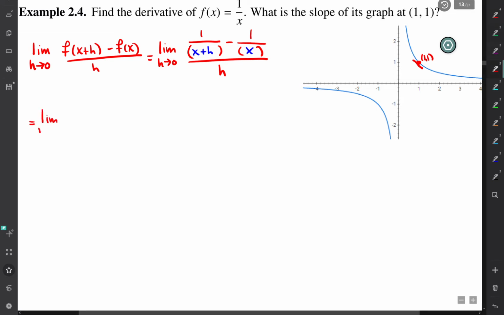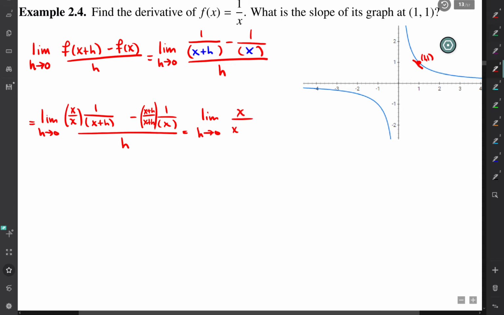So I'm going to take this to be the limit as h goes to 0. I'm going to leave myself a little bit more room here. So I have 1 over x plus h minus 1 over x. And to get a common denominator, I'm going to multiply the first expression by x over x, and I'm going to multiply the second expression by x plus h over x plus h. Okay, so I get x over x times x plus h minus x plus h over x times x plus h.